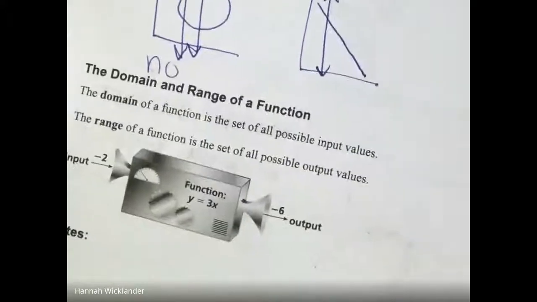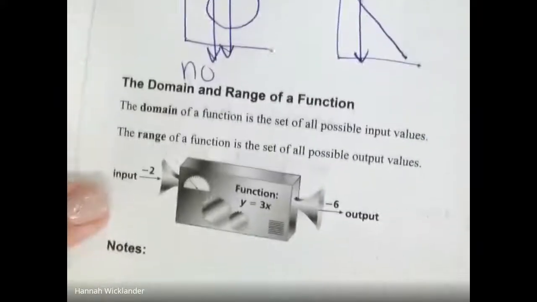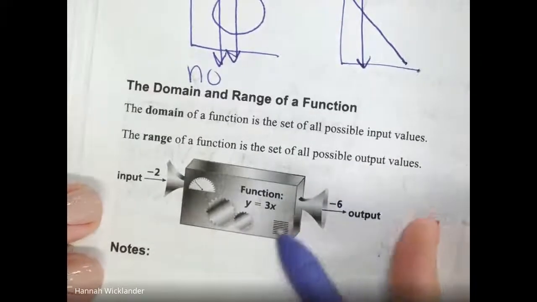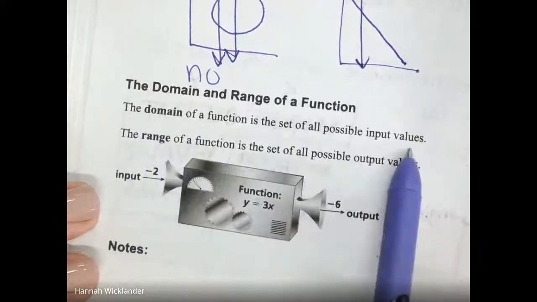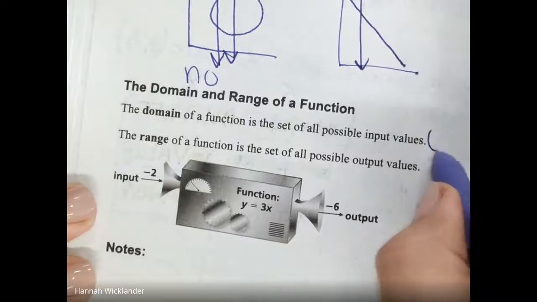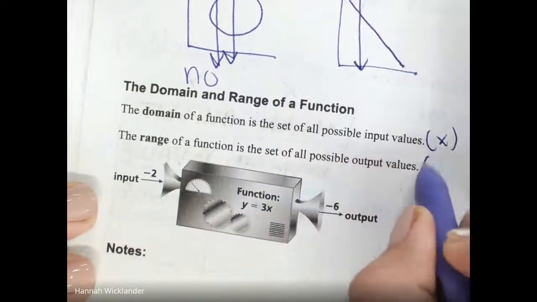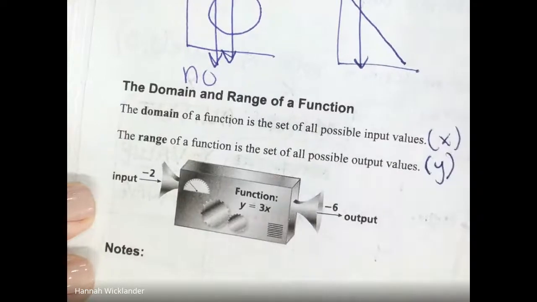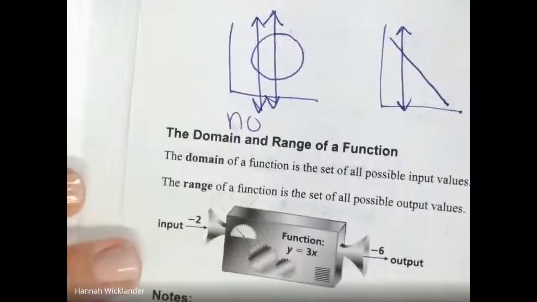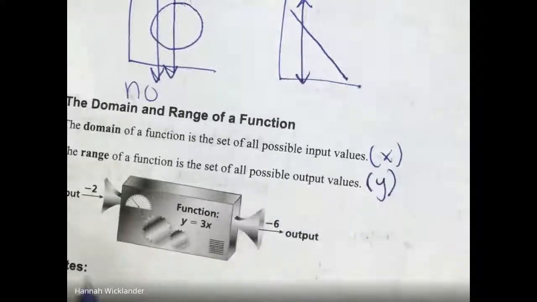Okay. Next up, we have the domain and range. I touched on them briefly. The domain is all the possible input values, or x, and the range is all the possible output values, or the y. I gave this example to fifth period, but I don't think I gave it to you guys. It is like a machine.